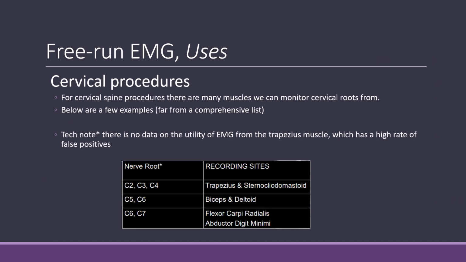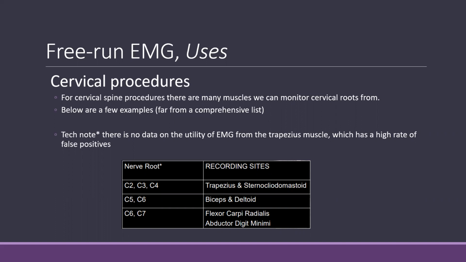So for free run EMG, what would we use it for? A lot of times we, again, use it just to monitor the nerve roots. And here's a few examples of some of the procedures that we use free run EMG in, and also some of the basic muscles that we may use to monitor free run EMG.